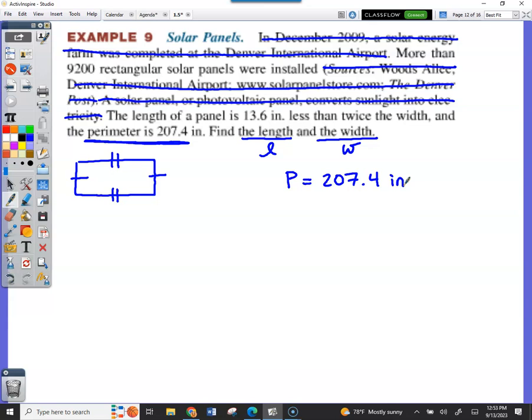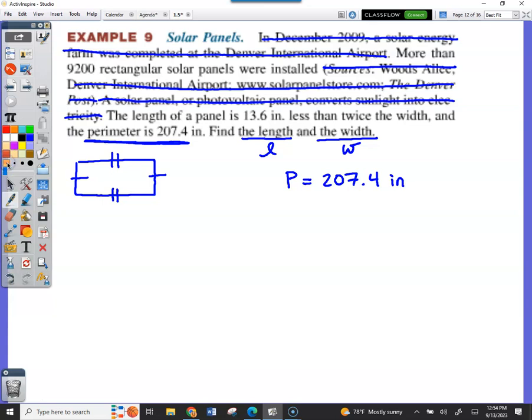All right, we got 207.4 as our perimeter. Perimeter is the sum all the way around. You can do this the long way or the shorter, more intuitive way. The long way would be length plus width plus length plus width equals 207.4. So if you forget the intuitive way that I'm about to show you, fall back on the long way, which is just adding up all 4 sides to equal the perimeter, okay? And if you need to see where this intuitive way comes from, I'll even show you.